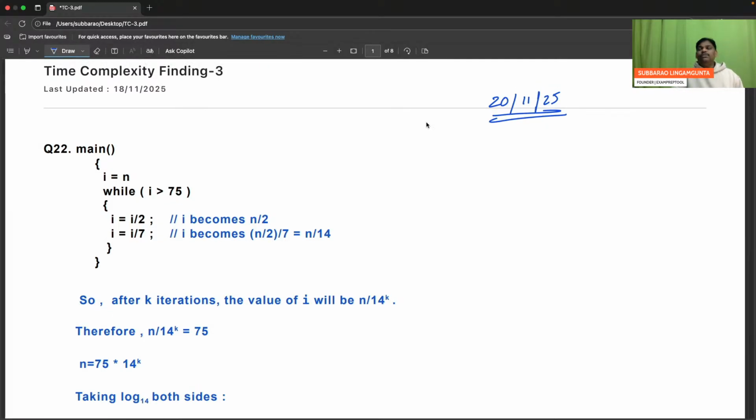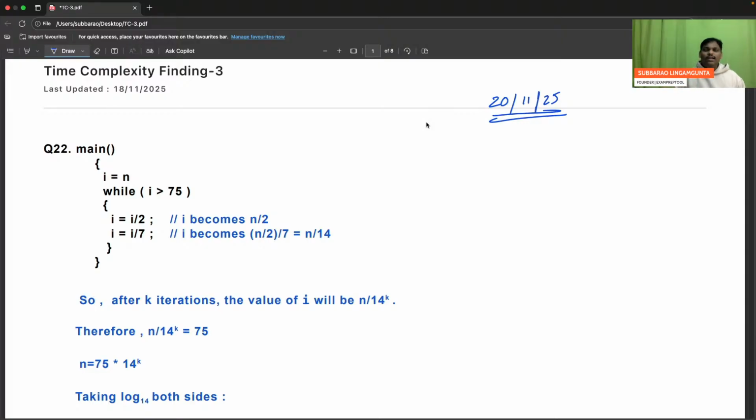So it's time complexity finding 3. Today is the last class of the time complexity, right? In yesterday's class, I stopped at question number 21. If you have not done the previous classes, I request you to please go through them. Day before yesterday, time complexity 1 I did. Yesterday, time complexity 2 I did. Today is time complexity 3.